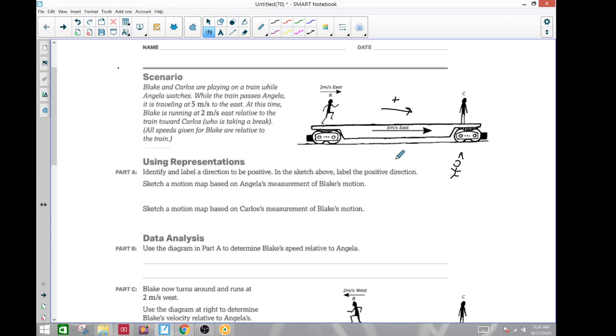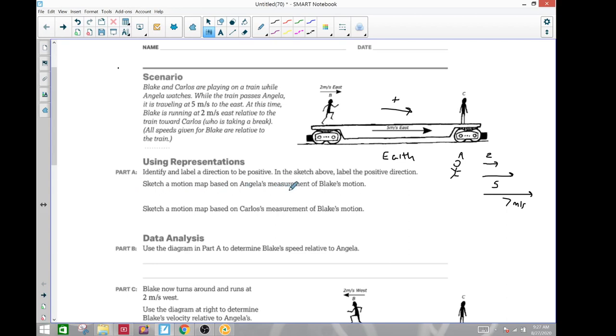Okay, so what's going on here? Well, because Blake's on the train, relative to Earth, Blake has a movement going to the right of 2. The train is going to the right 5. So relative to the Earth, which is where Angela is, she sees a motion that is 7 meters per second. Okay, so that's what she sees. Carlos she sees traveling at 5 meters per second, same as the train.